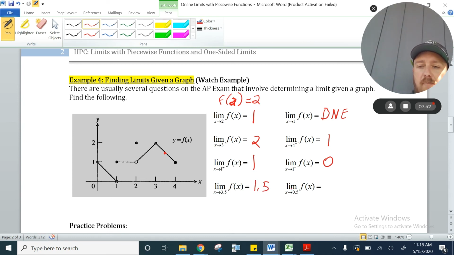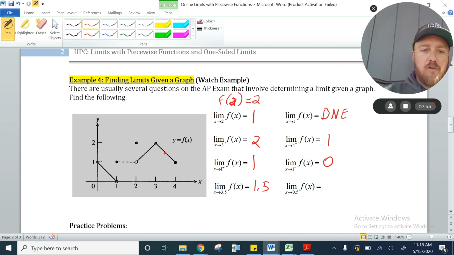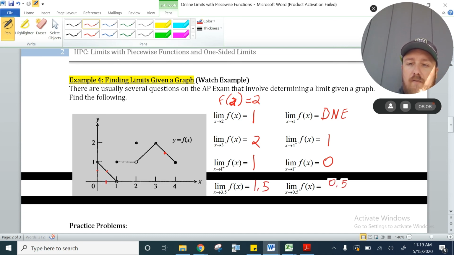The same thing is going to happen for our other limit as x approaches 1/2. Well, here's 1/2. And again, our slope looks to be 1. It is an assumption. We don't actually know that because we don't know what the equation is. But it looks like a straight line, continuous. So we're going to come up here and assume that the value of the limit is also 1/2. Okay. So there it is.